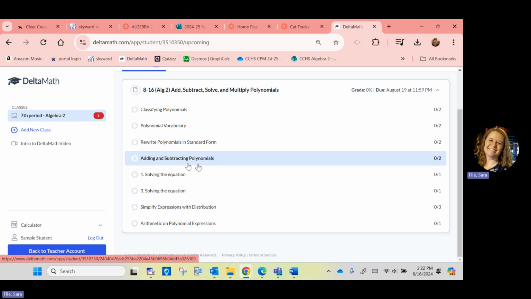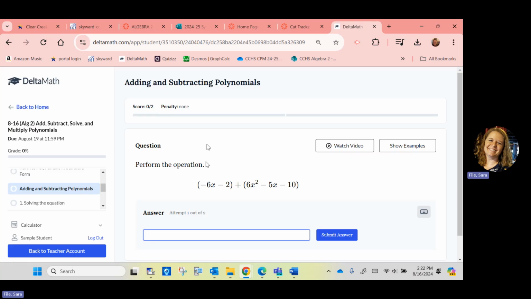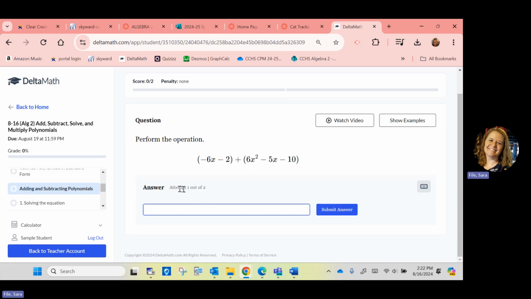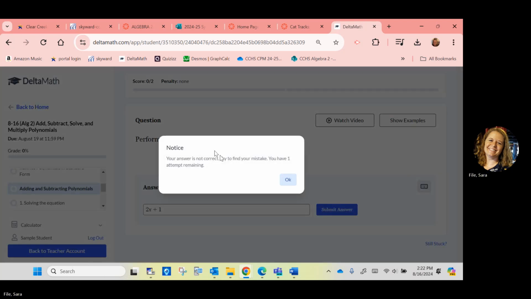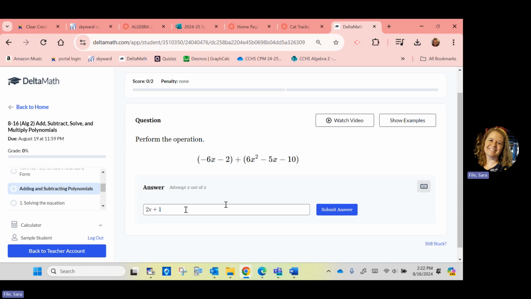Now, when you are doing a problem, let's say I'm adding and subtracting polynomials. I've got it set to give you 2 attempts. So you can see right here, we're in attempt 1 out of 2. So if I went to solve this, and I'm just making this up, this is not right, and I said this was my answer, and I tried to submit it, I'm going to get a pop-up that says this is incorrect. Try to find your mistake. You have 1 attempt left. And I can come back and I can try again.